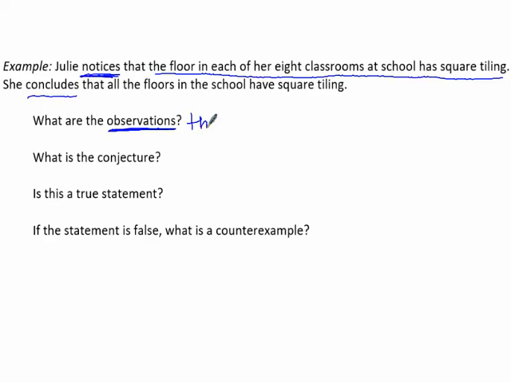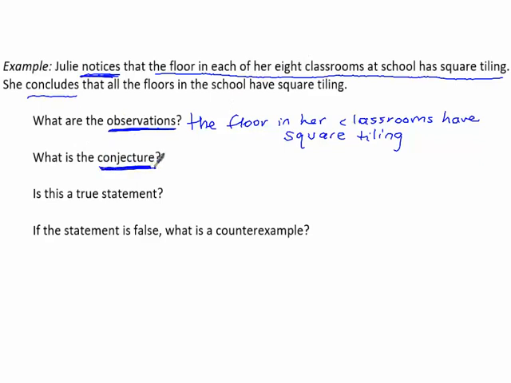Those are the observations. The floors in her classrooms have square tiling. What is the conjecture? The conjecture is the guess she makes based on what she has noticed. So she concludes with her conjecture that all of the floors in the school have square tiling.